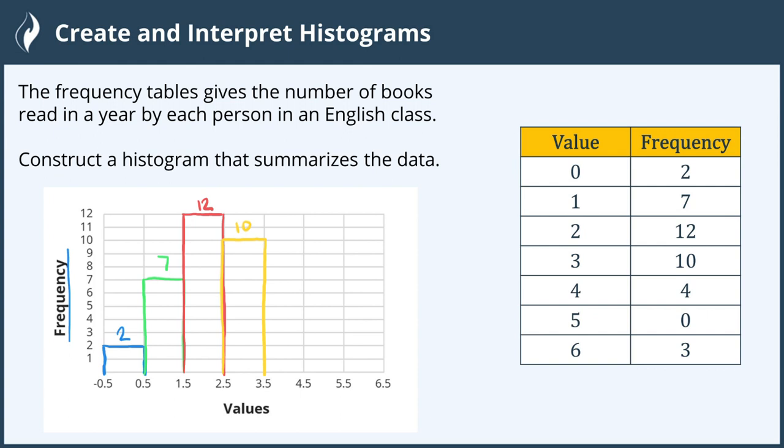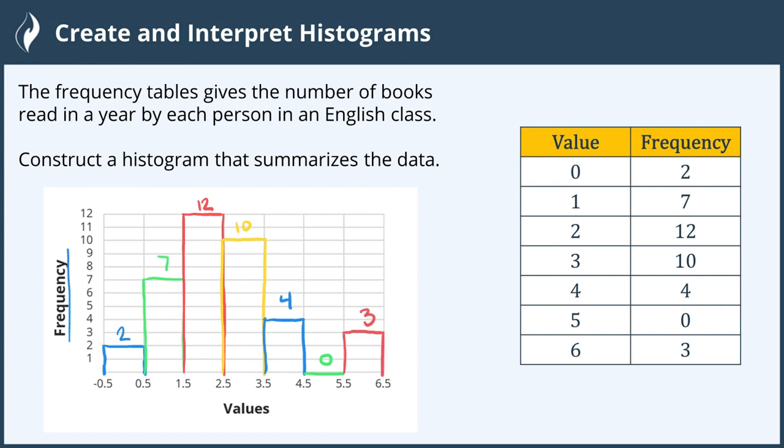Now for our next one, we're going to go half below 4, and this is a frequency of 4, so we'll go up to 4, and then over 1 for our discrete data. For our next one, we have a frequency of 0 for reading 5 books. So we'll just go straight across for this, and we'll write a 0 here because the frequency is 0. Oh, and here's our 4. And then for our last one, we have a frequency of 3 for the data value of 6. So we'll go up to a 3.